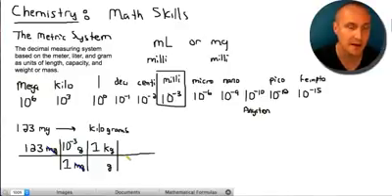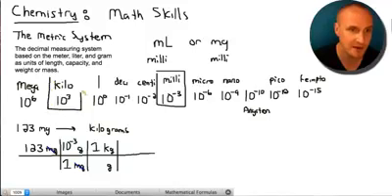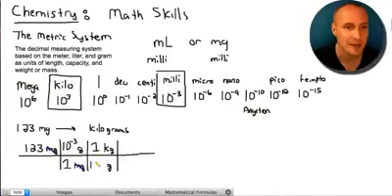What do we put on the bottom? Let's go find kilo. I will box it. Kilo is 10 to the positive 3. So you're going to put 10 to the power of 3 in for grams. Now notice what cancels out in this case. The grams cancel out. I'll cross them out.